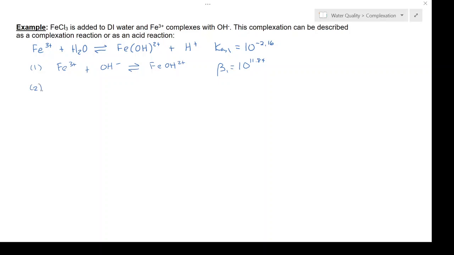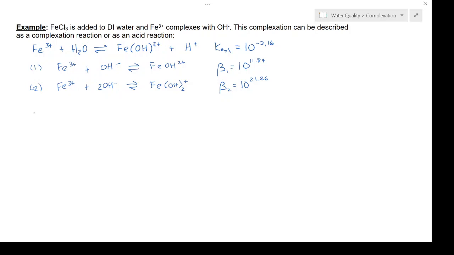The second complexation reaction shows ferric iron reacting with two hydroxides, again reversible, forming Fe(OH)2 with a plus 1 charge. This is described by beta 2 having a value of 10 to the 21.26. Okay, so what I want to do is get the second acid reaction.